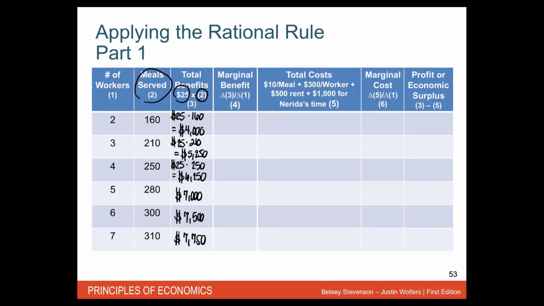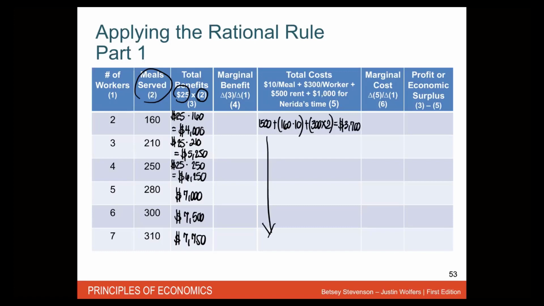Now for total cost, remember again that we have a fixed cost of 1,500. So regardless of how many meals are served and how many workers are hired, every row you have to consider a fixed cost of 1,500. But for 2 workers, let's calculate this. They make 160 meals and it costs $10 to make each. And then since there's 2 workers, we have to pay them $300 each. So now total cost is $3,700.